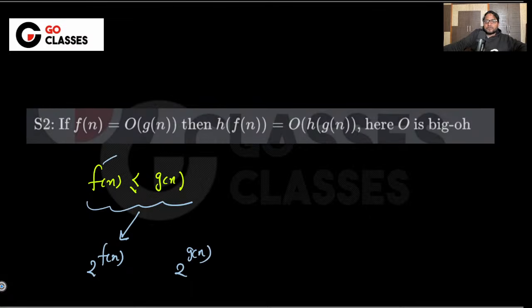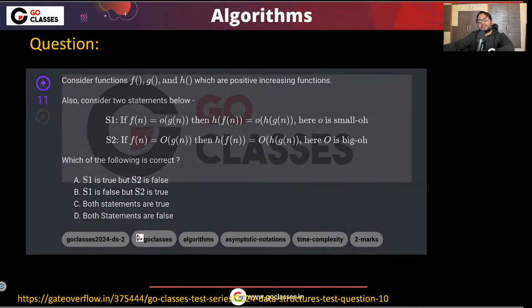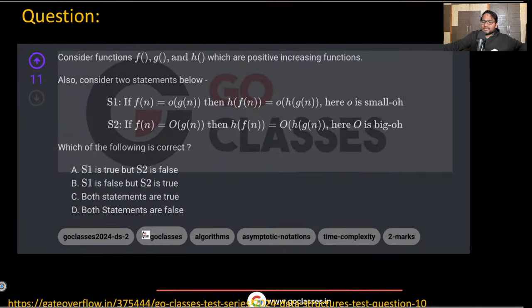If fn is, let's suppose, n and this is 2n, the story is different. If this is 2n and this is n, the story will be different. So we can't say anything, right? If this is exponent, then we can't say anything. So what is the answer? It depends on whether h is exponent, log, or what kind of function it is. So that's why neither s1 is true nor s2 is true, isn't it? That's a really good question. Here the answer is both statements are false.